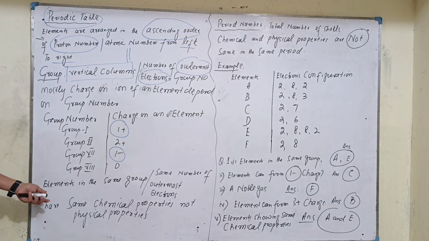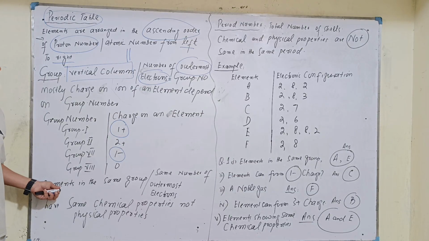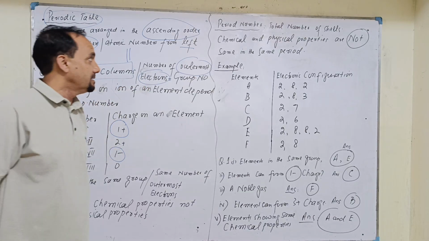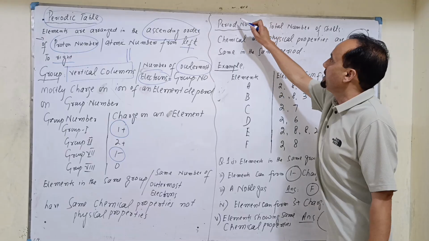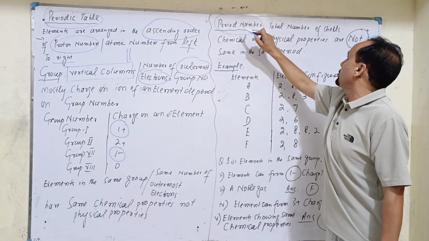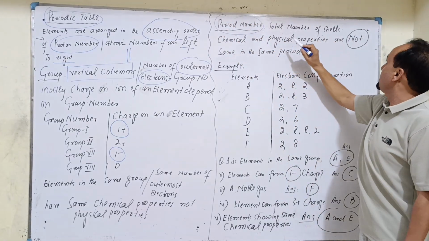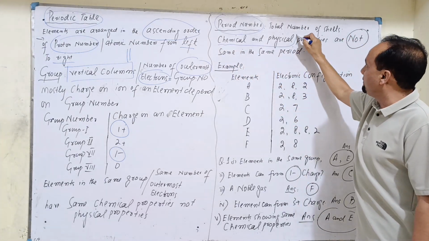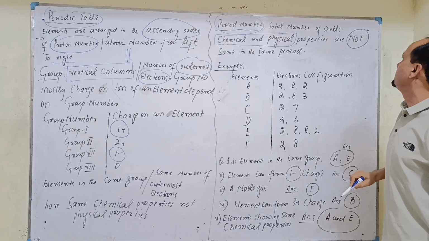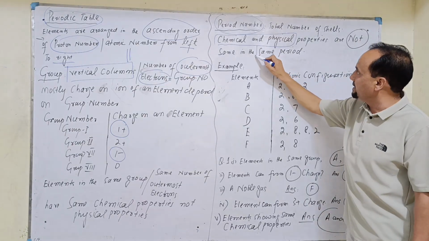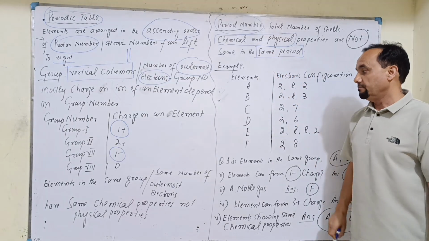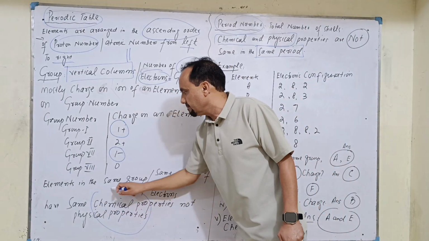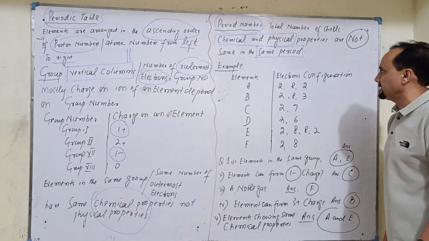Now, how can we decide the group number of an element? Just look at the outermost electrons in that element. Second one, what are periods or period number? The total number of shells in that element. And keep in mind, chemical and physical properties are not the same in the same period. But in case of a group, the chemical properties are the same but not the physical properties.